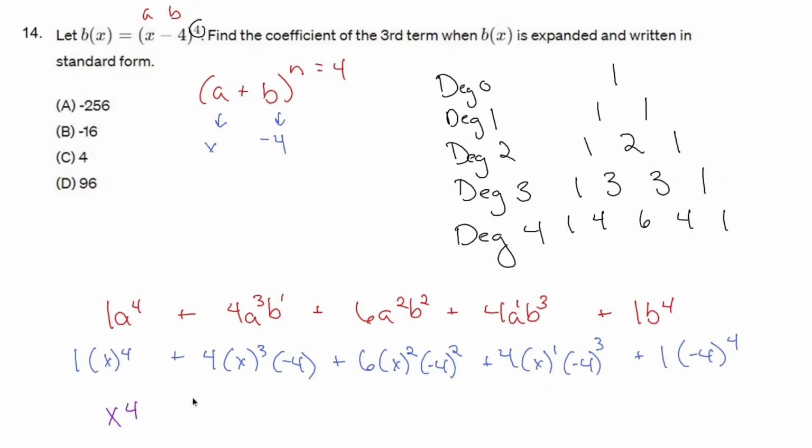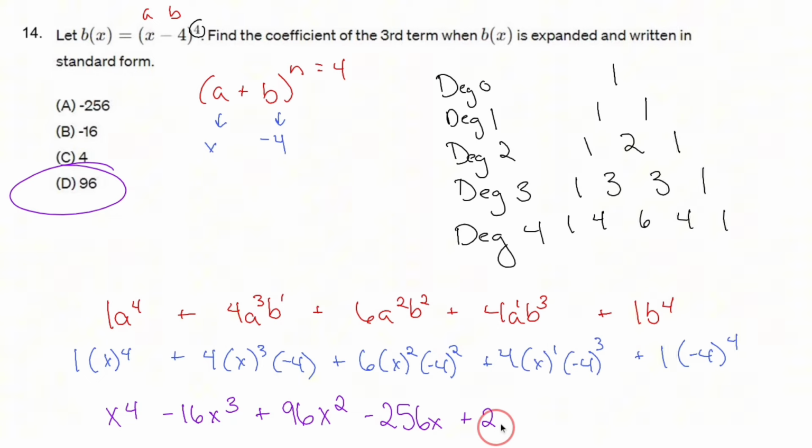Last but not least, let's simplify this out. X to the 4th, 4 times -4 is -16, x to the 3rd. 6 times -4 squared. -4 squared is 16, and 6 times 16 is 96. So positive 96, which gives us our answer. X squared. Negative 4 times negative 4 times negative 4 is negative 64. And 4 times negative 64 is negative 256. Drop down the X. And then again, negative 4 times negative 4 times negative 4 times negative 4 is the positive 256.